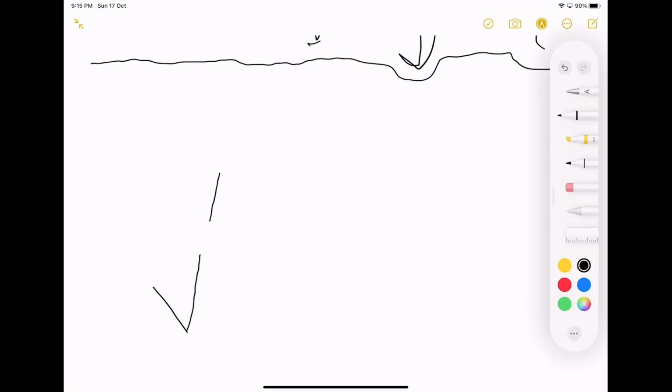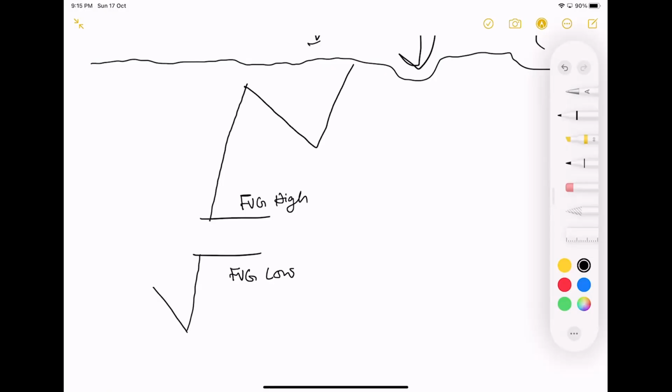Okay, now notice the gap. Okay, notice the gap. This here is the fair value gap, from the fair value gap high and the fair value gap low. Right, fair value gap high and fair value gap low. That is met with, okay, another gap like that, exactly meeting up with this fair value gap high and fair value gap low.